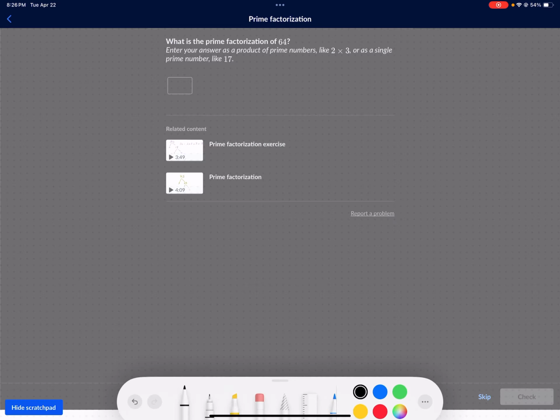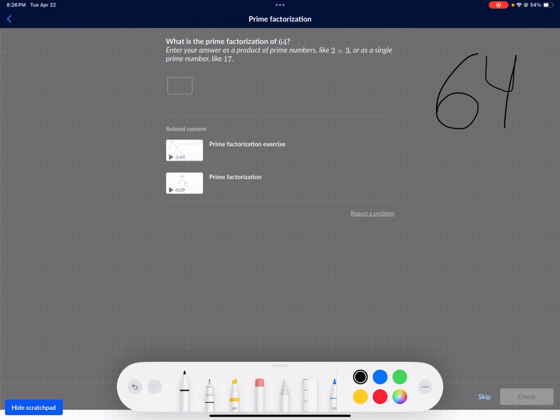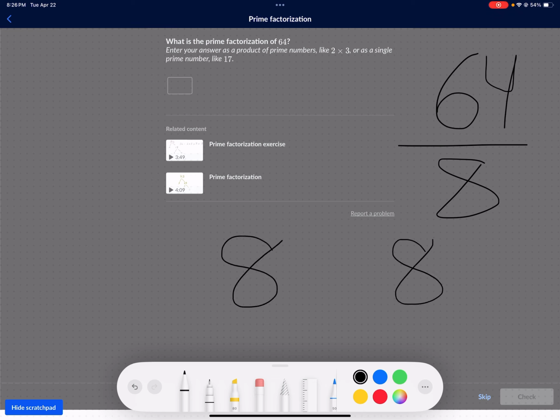What's the prime factorization of 64? So we have 64, and I know that's divisible by 8 and 8. And I know 8 is also divisible by 4 and 2, and 4 and 2. So this one's actually going to be 2 times 2 times 2 times 2 times 2 times 2. You're going to multiply 2 six times.